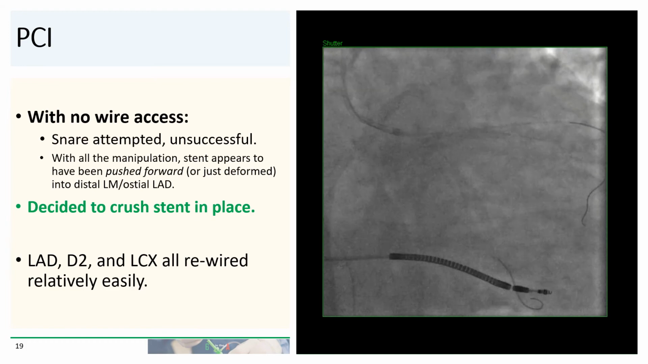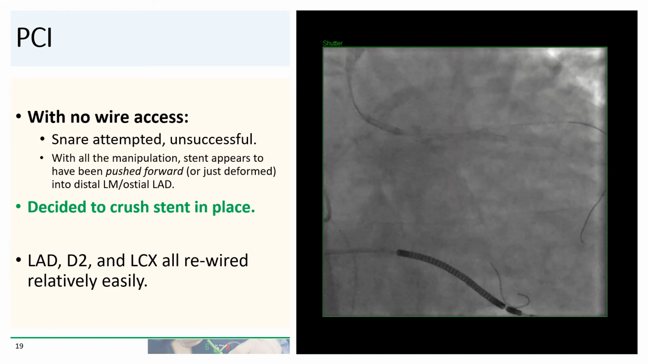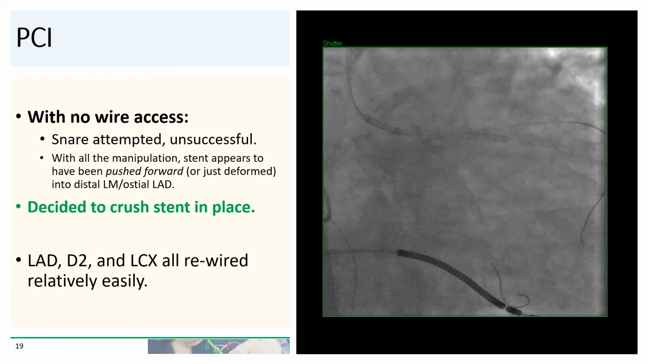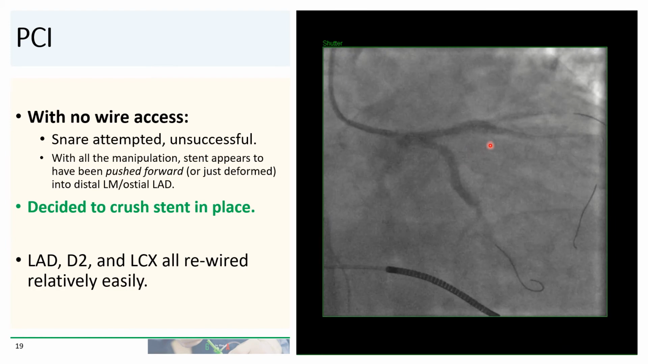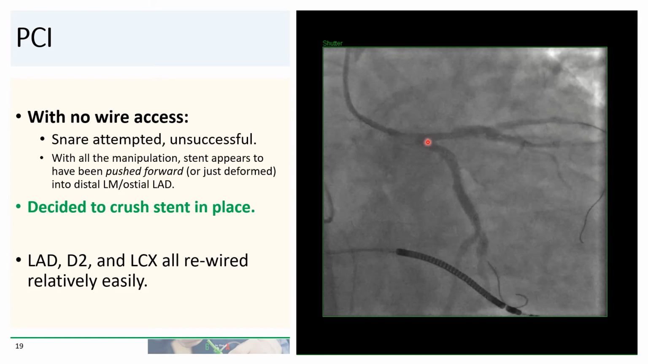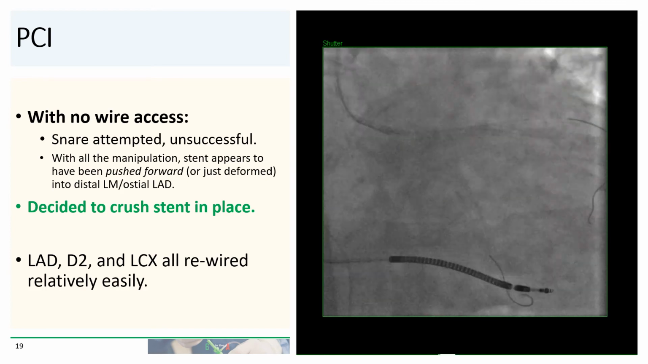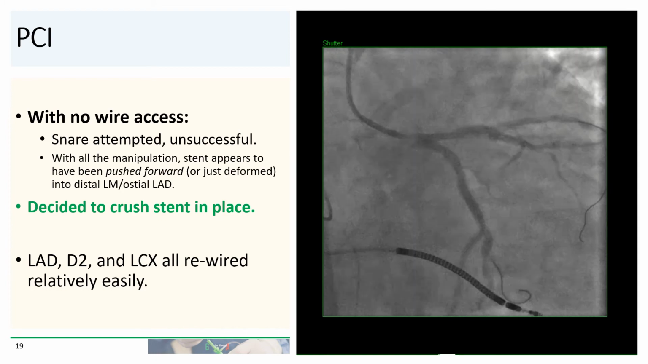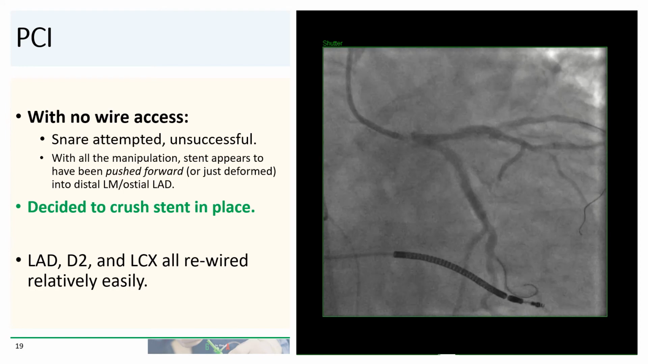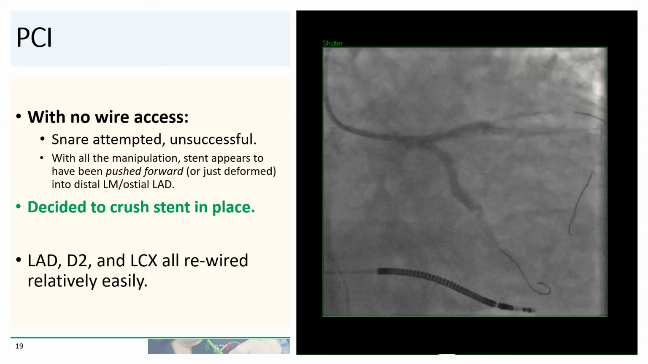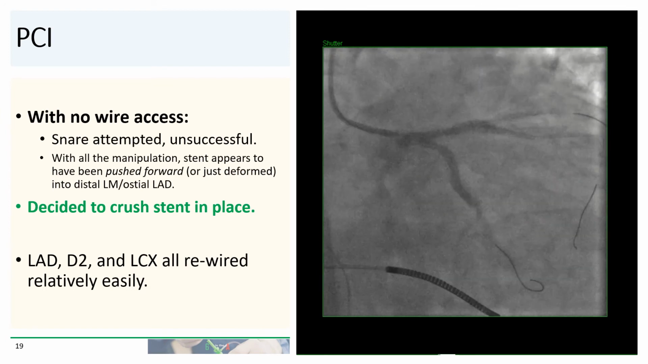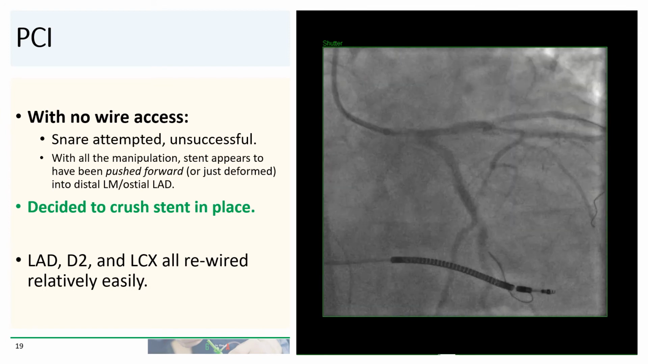But with all the manipulation, the stent now appears to have been pushed forward or perhaps just deformed now in the distal left main into the LAD. You can see the ostial edge of the stent sitting right here, in the mid to distal segment of the left main. Because of this, we decided to just crush the stent in place. We rewired the LAD, the D2, and the circumflex, and that was actually done relatively easily.